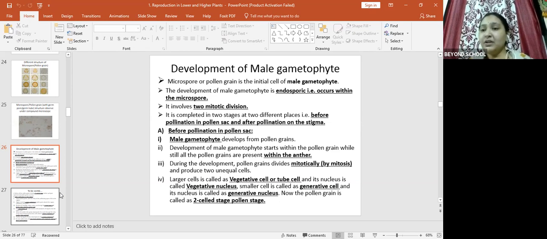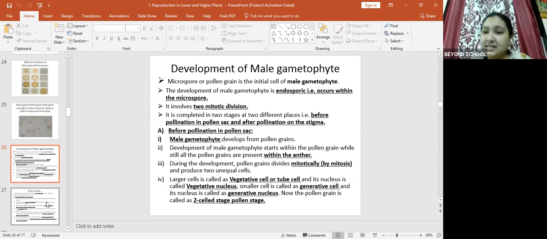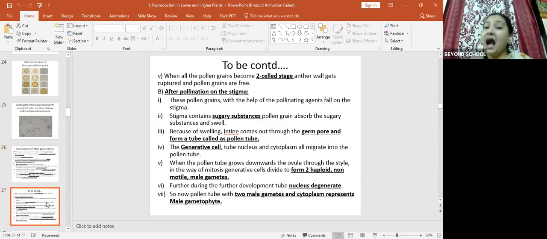तो ये जो पोलन ग्रेन जब स्टिग्मा पे डिपॉजिट होगा, तो होने से पहले ये पोलन सैक में कैसे होता है, क्या प्रोसेस होगा, ये सबसे पहला स्टेज है. And what is the second stage? Second is after pollination on the stigma. स्टिग्मा पे पॉलिनेशन होने के बाद आगे की प्रोसेस कैसे चलेगी ये मेल गैमेटोफाइट की, वो हम देखेंगे.